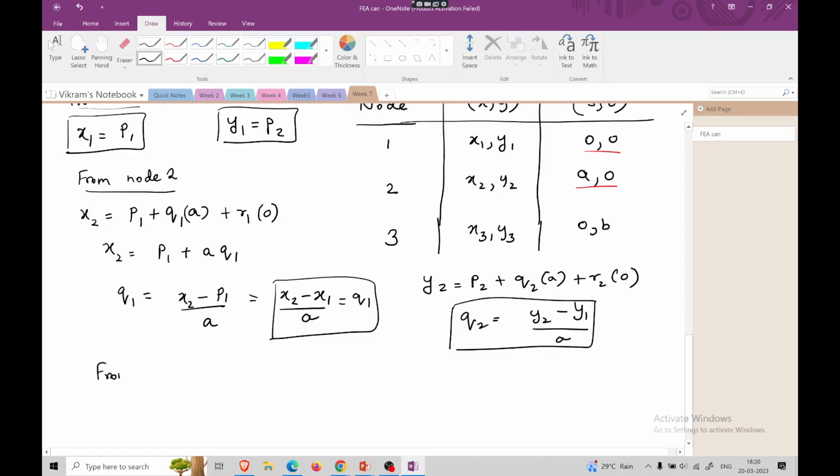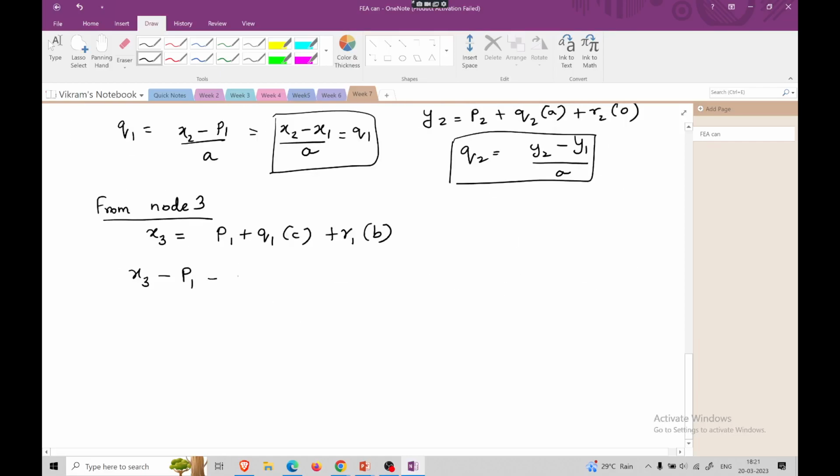So what is my r1 from here? I will bring all the terms this side: x3 minus p1 minus c times q1 is equal to r1 times b. So what is r1? x3 minus p1 minus c q1 by b. So I can substitute the terms. My p1 is nothing but x1, my q1 is nothing but x2 minus x1 by a. So this whole total divided by b.